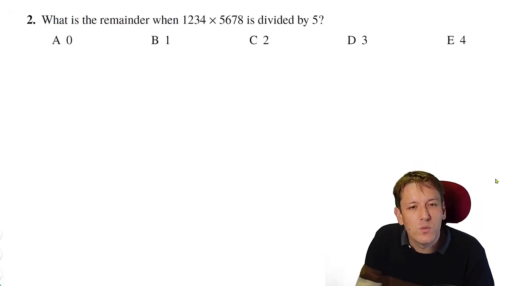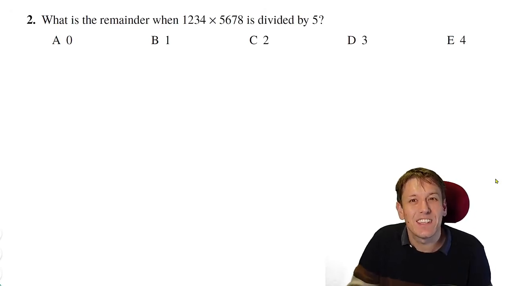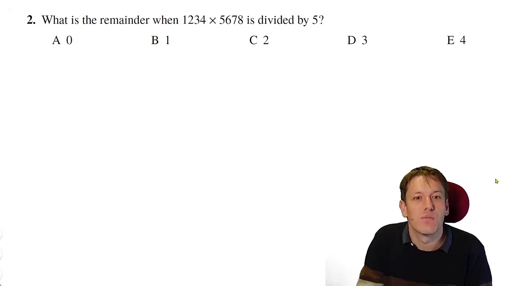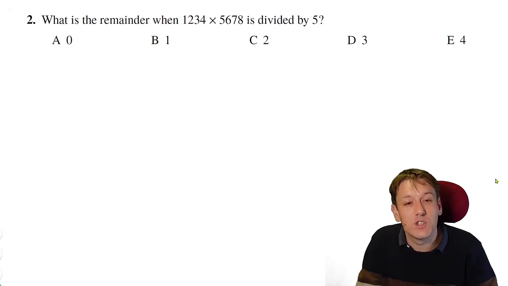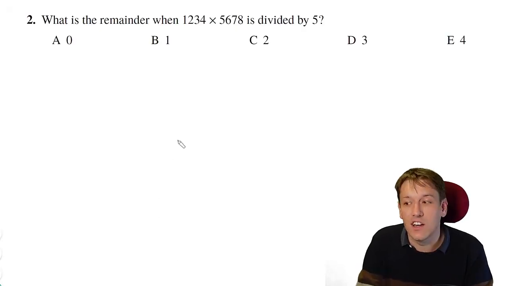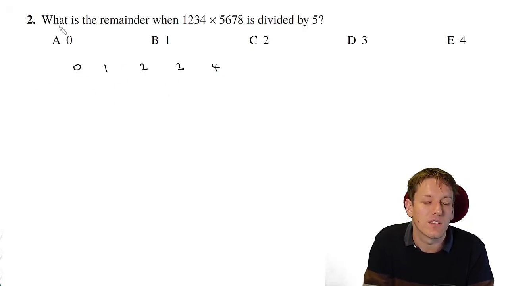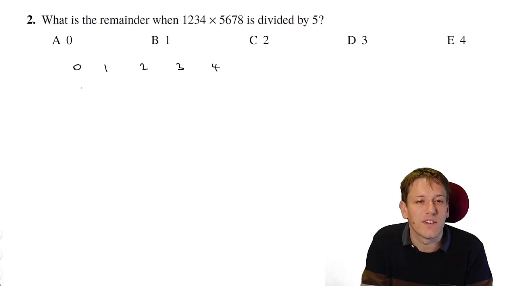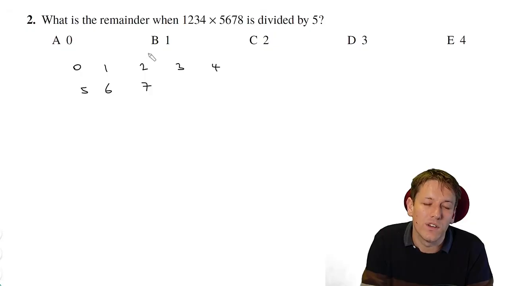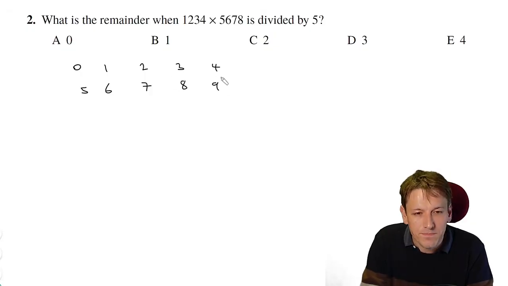What's the remainder when 1234 times 5678 is divided by 5? The key to this question is that we can know the remainder when something's divided by 5 just from the last digit of the number, right? So, if the number ends in 1, 2, 3 or 4, then that will be the remainder, or if it's 0, then it's also a multiple of 5, and if it ends in 5, the remainder will be 0, if it ends in 6, the remainder will be 1, in 7, the remainder will be 2, etc.